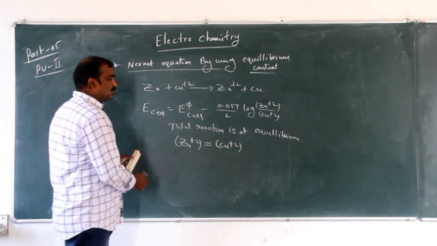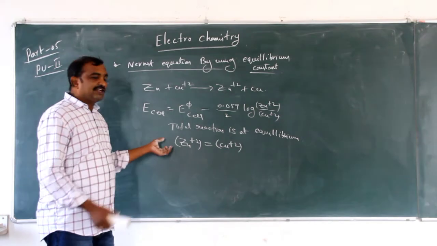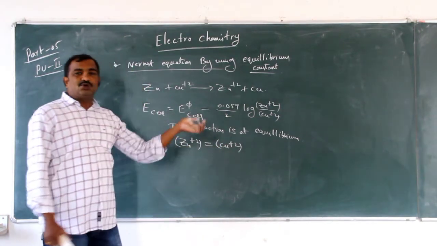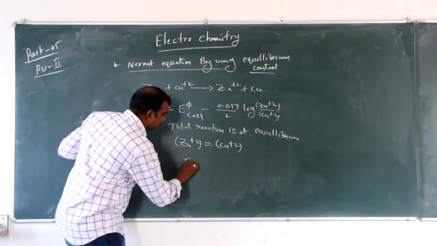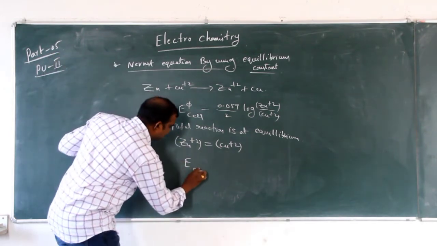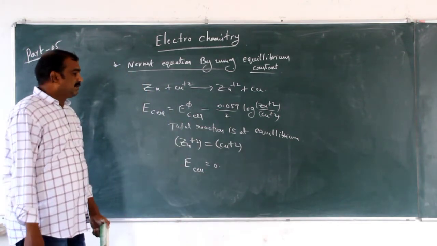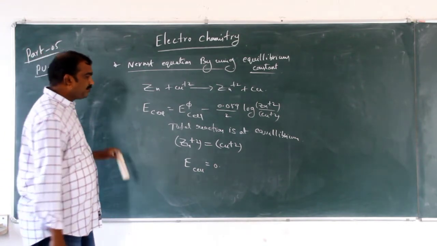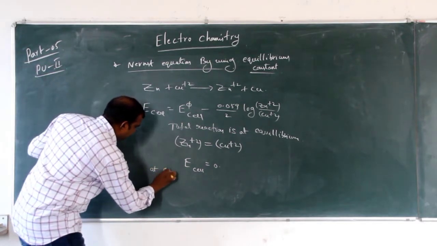So there is no passage of voltage in this Daniell cell. If Zn plus 2 concentration is equal to Cu plus 2 concentration, then there is no passage of voltage. That means there is no passage of current, so E cell is equal to 0. So here we are calculating at equilibrium.